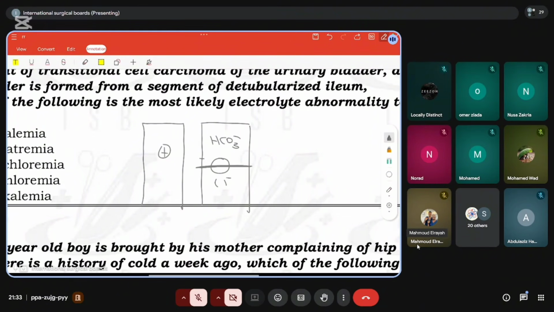When we start losing bicarbonate, like in this situation, chloride in the intracellular compartment leaves to the plasma to maintain electroneutrality. That is a law of physics. That has to happen. When bicarbonate reduces, chloride increases automatically. That occurs automatically in the plasma, okay?